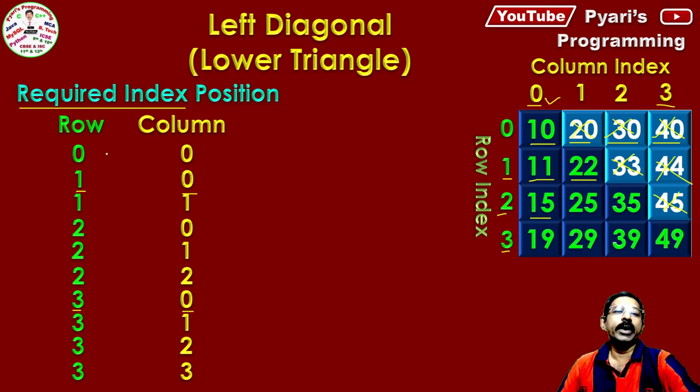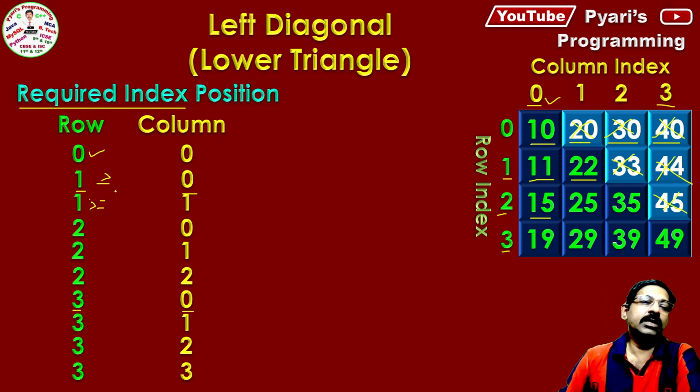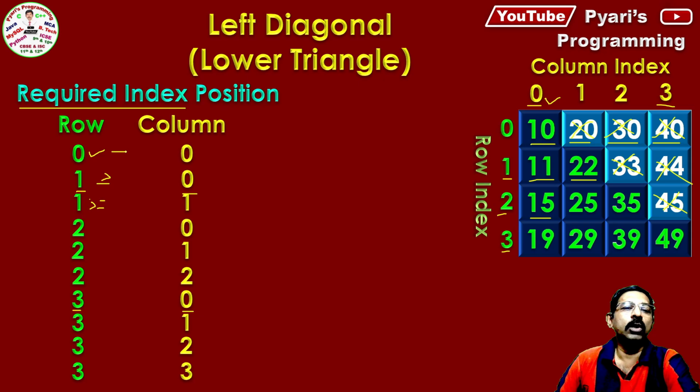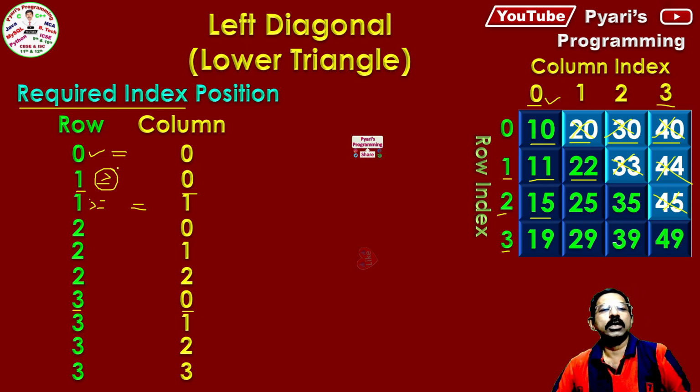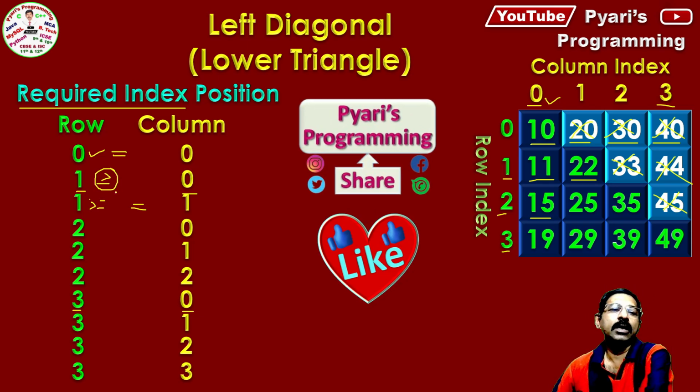Now from these required index positions we have to develop the logic. Let's see 0, 0. Both are the same. Now it is row 1 and column 0. That means the row is greater than the column value. This is 1, 1. Here it is the equals-to case. Look at this, here it is the equals-to case, 1, 1. But prior to this we got the greater than symbol. So that's why we can conclude that it is greater than or equals to.